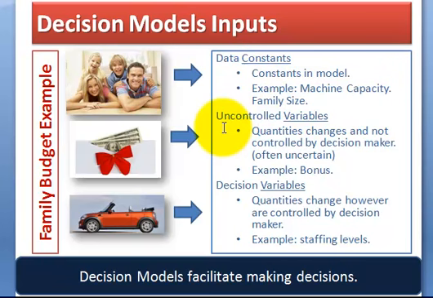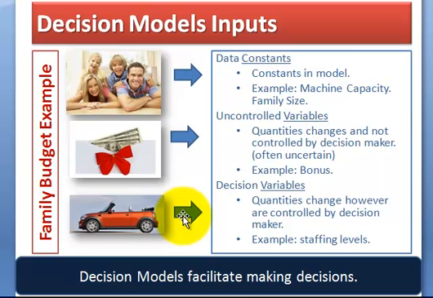Then I could have uncontrollable variables. In this example of a family budget, an uncontrollable item might be the size of my bonus at the end of the year. I don't know how the company's going to do. I don't know what percent bonus they're going to give. That's a surprise every year. It's an uncontrolled variable. I have very little control over what my bonus is going to be. Finally, you have what's called decision variables. So oftentimes in a business, that would be my staffing levels, etc.